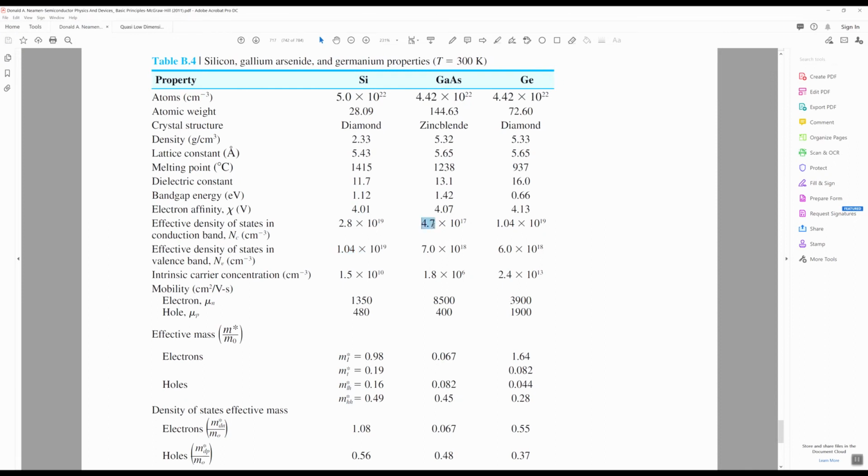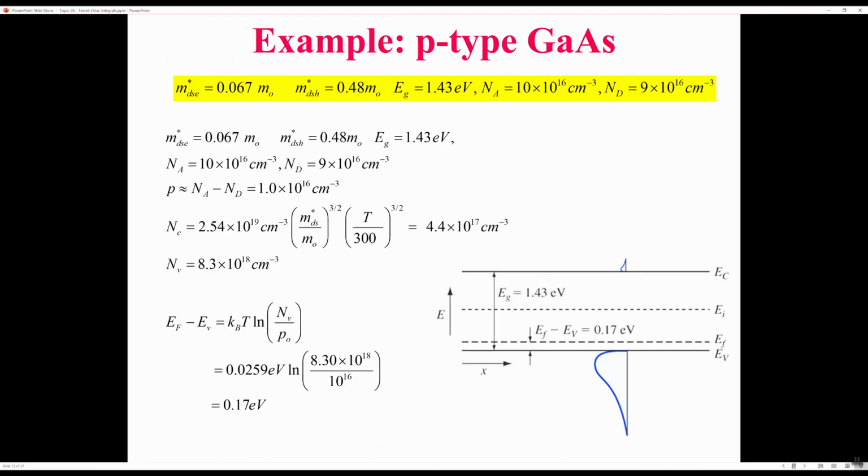Slightly different. They got 4.7 and 7.0, 7 and 18. Okay, slightly different than here. So just to show you that this effective density of states is very important, because once you have calculated and derived this equation, you have to know what effective mass to use. You look from the table, from the part of effective density of states, you put it down here, and you get the value.